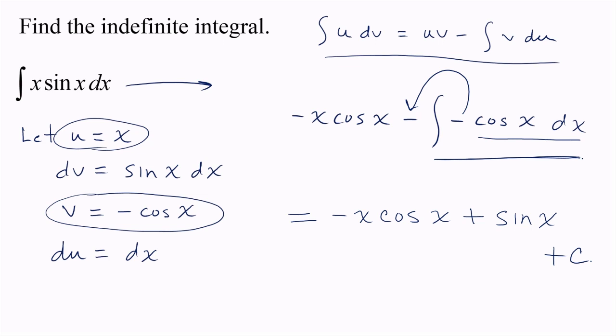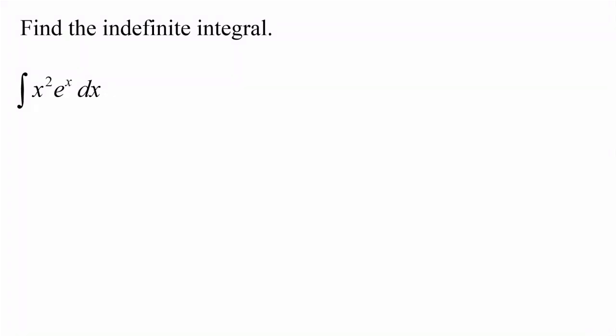Sometimes we need to use integration by parts multiple times in order to evaluate an integral. Find the indefinite integral. We have the integral x squared times e to the x dx, and using the LIPIT strategy, let's try to find a proper expression for u. I have no natural log functions. I have no inverse trig functions. Again, I do have a polynomial function x squared, so we'll start with that. Let's let u be x squared. Therefore, dv is the remainder of the problem, e to the x dx.